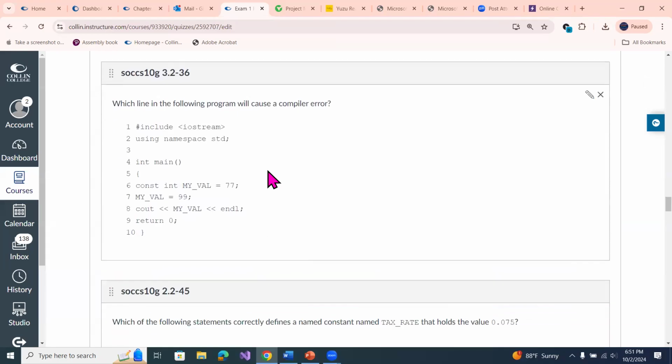Which line in the following program will cause a compiler error? Let's see. So here we have less than, greater than sign. Here we have our semicolon. We have curly braces. We have return 0. We have the word const, the data type, value. Okay, so this line will cause an error. When you have a constant, you cannot change that constant. Here it's trying to change my val to 99, and that's not allowed because it's a constant.